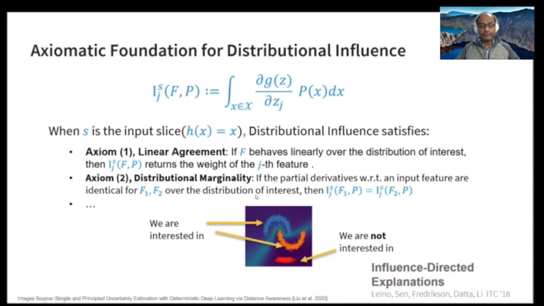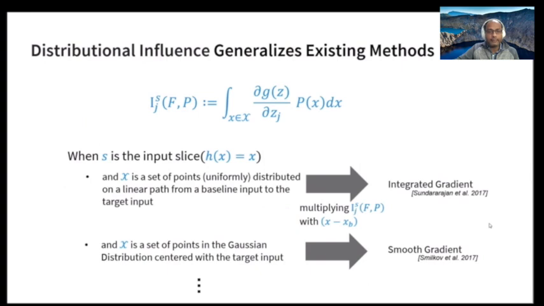So this is a place where it differs from something like integrated gradients, in that we focus on requiring that if partial derivatives with respect to an input feature are identical for two networks, F1 and F2, not everywhere, but only over the distribution of interest, where the model was some part of the distribution in which the model was trained, for example, then the influences are going to be equal. So these are some places where there are some distinctive elements here that go beyond what is available in the axiomatic treatment for integrated gradients.